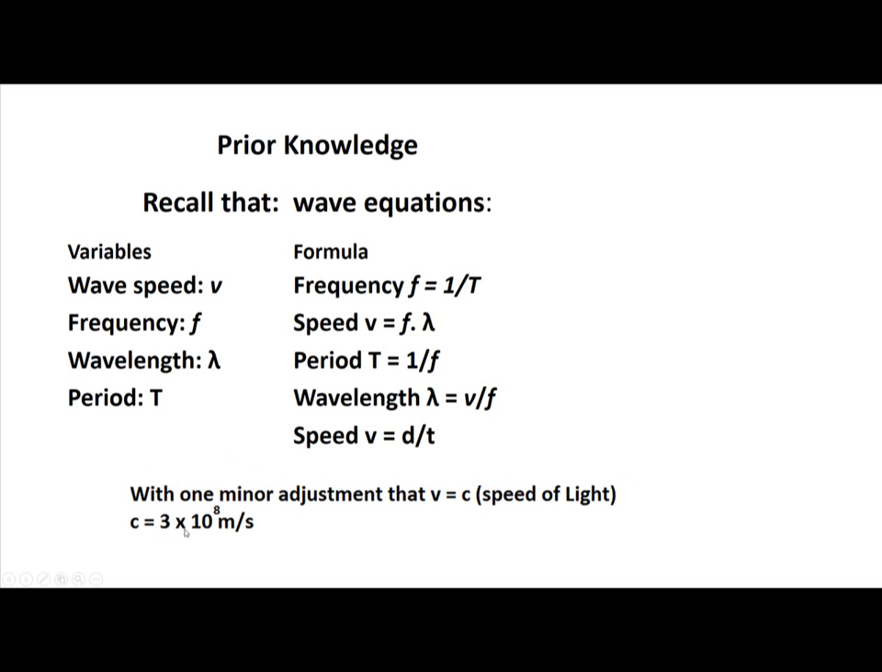This is 3 times 10 to the power 8. So that's equivalent to 300 million meters per second, and that's really very fast. We normally designate this speed with the letter C to represent the speed of light.